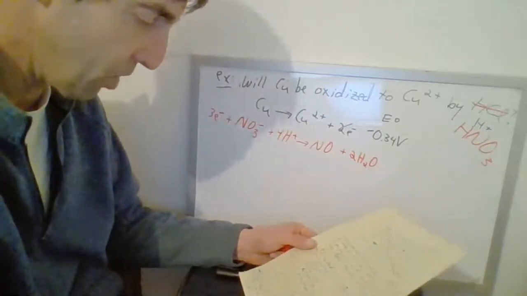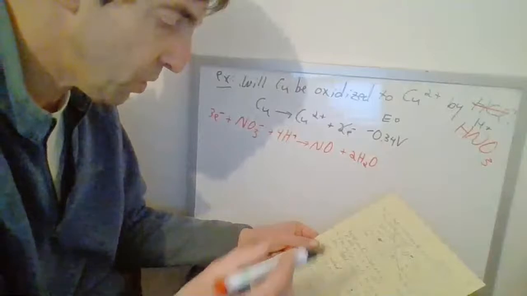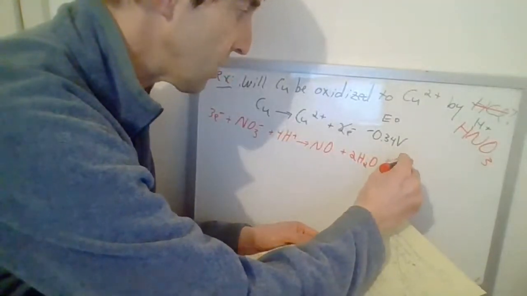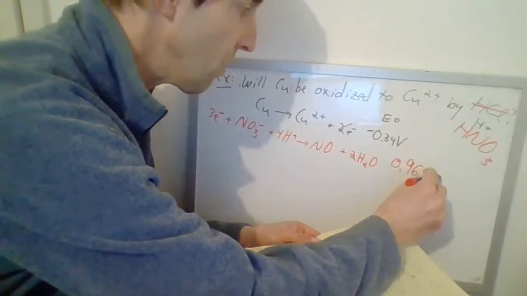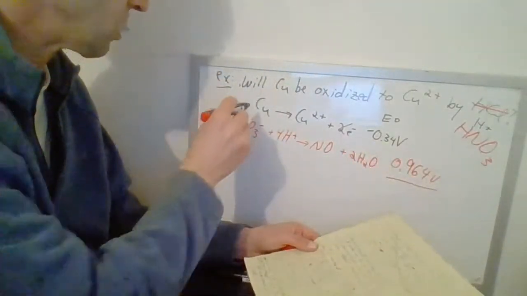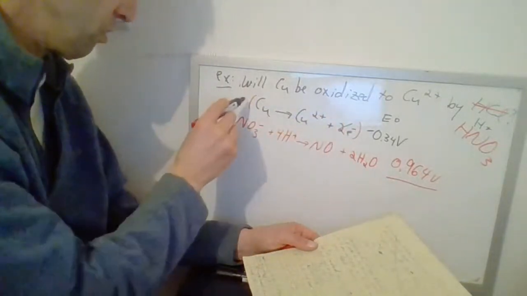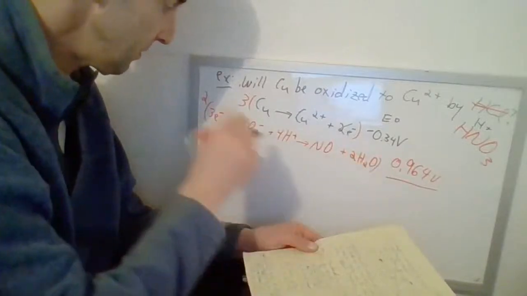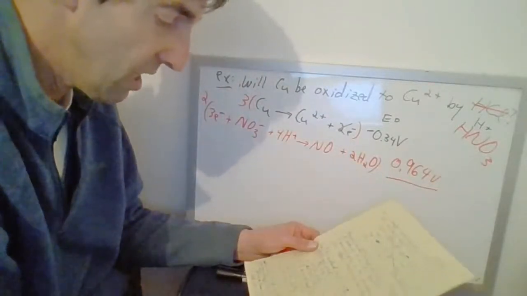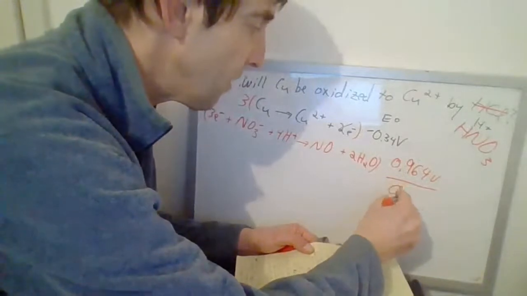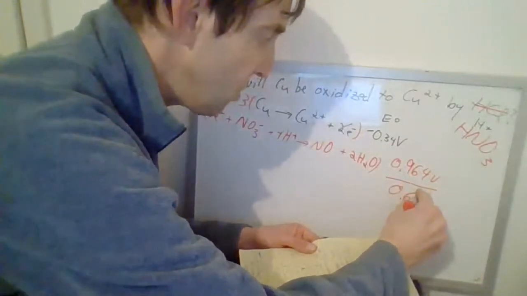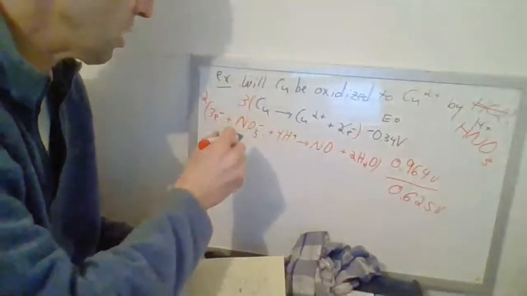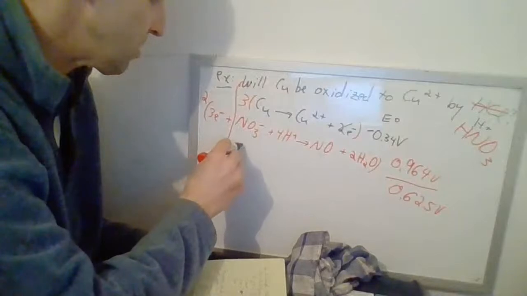Okay, so obviously I got to multiply this one by. Oh, and the voltage for this is, ready? Voltage is 0.964. And of course, I'd have to multiply this one by 3, and this one by 2. But I think you see it, right? So I get 0.625 volts. So is this going to work? And the answer is yes.